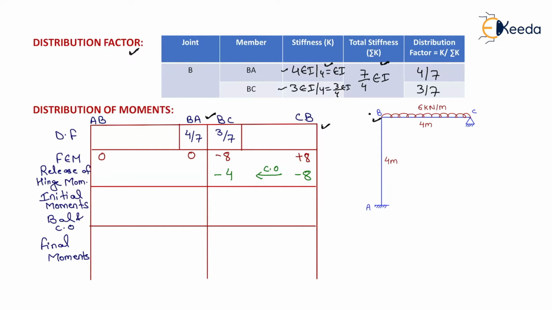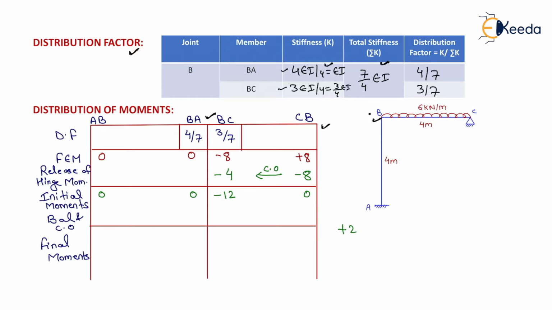Now we need to find the initial moment, so it will be the sum of fixed end moment plus release of hinge moment, so it will be equal to 0, 0, minus 12 and 0. Now at joint B there will be an unbalanced moment of minus 12 which needs to be balanced by an equal moment but opposite in nature, that is plus 12.